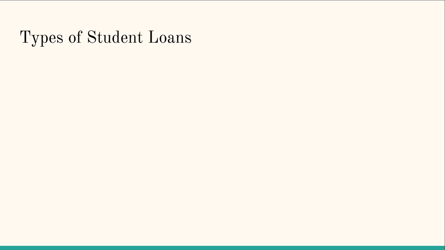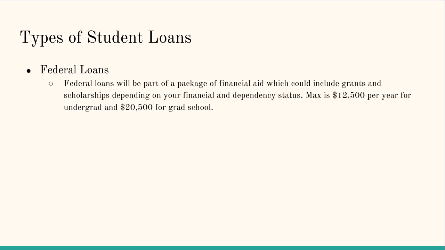Okay, so now let's talk specifically about student loans. Again, I mentioned that there are different types of financial aid: grants, scholarships, and of course, loans. With the loans, you're going to have to pay them back after you graduate. So what are the different types of student loans? There are federal student loans, and the federal loans will be part of your package of financial aid, which includes grants and scholarships.